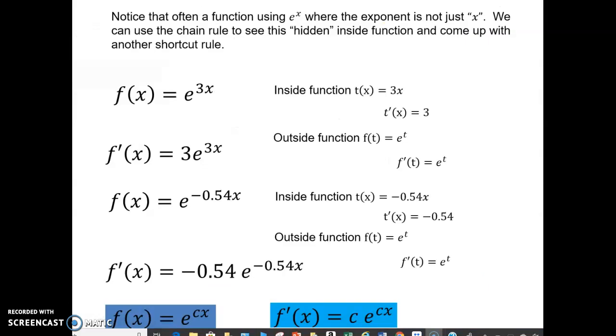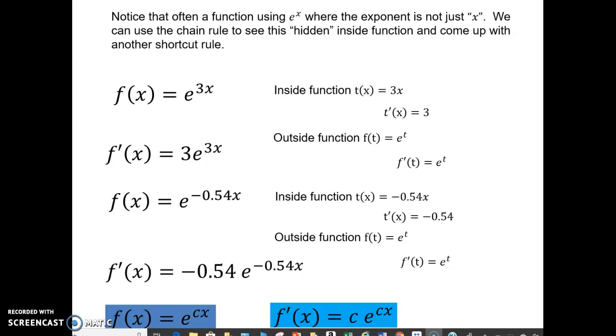This is MAT221, Calculus 1. This is Mrs. Johnson. We're in section 3.4 talking about the chain rule. And we just came up with this little hidden or mini chain rule for e to a number times x.